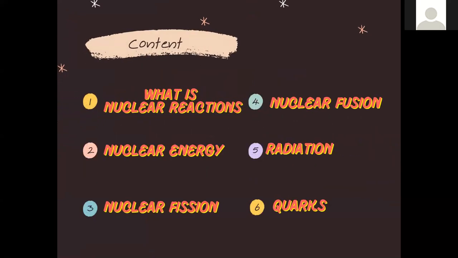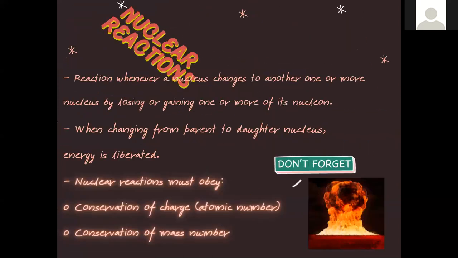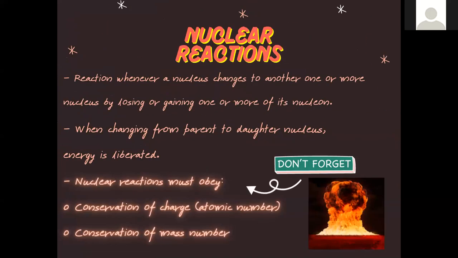So a rough content of my presentation. Firstly, I'll present on what is a nuclear reaction, nuclear energy, nuclear fission, radiation, and quarks. As we know, a nuclear reaction is when a nucleus changes to one or more other nuclei by losing or gaining one or more of its nucleons. As we have learned in chemistry before, nucleon number is the total sum of the number of protons and neutrons in the nucleus of an atom.